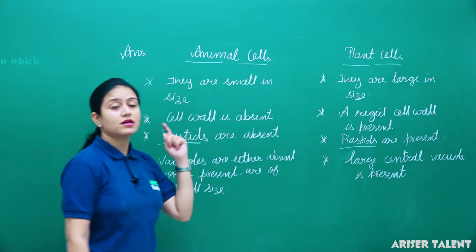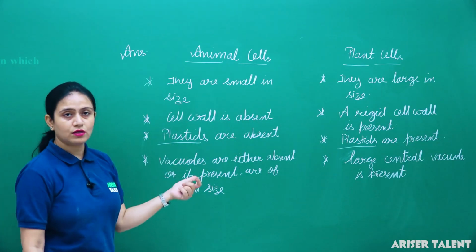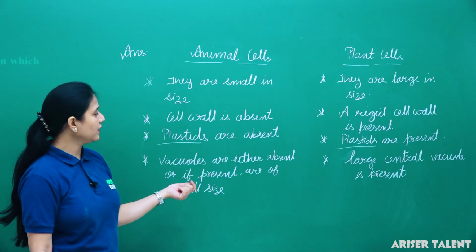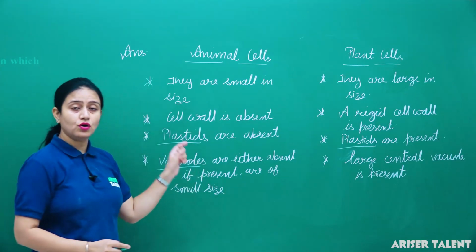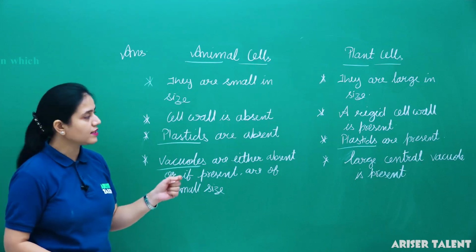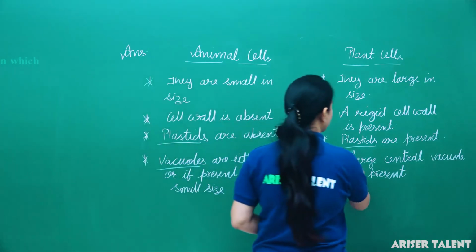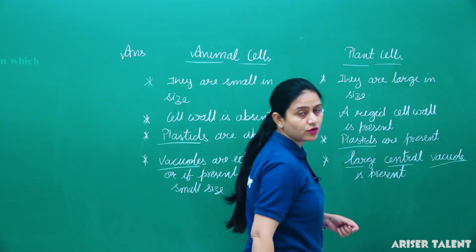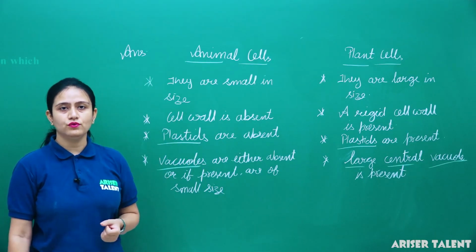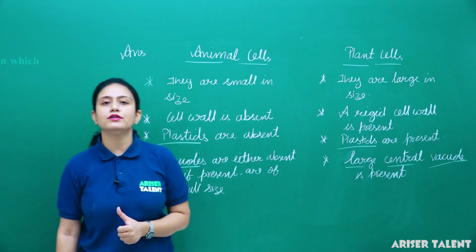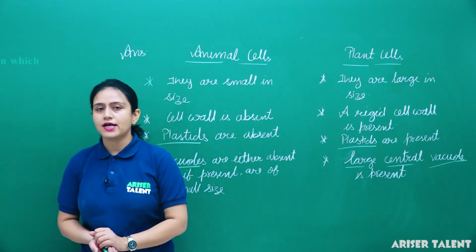Okay, generally plastids are of three types: chromoplast, chloroplast and leucoplast. Vacuoles are either absent, or if they are present, they are of small size. In the plant cells, a large central vacuole is present. Okay, and what is the function of vacuole? The function of vacuole is to store food. Clear? So these were the important questions of NCERT of this chapter.